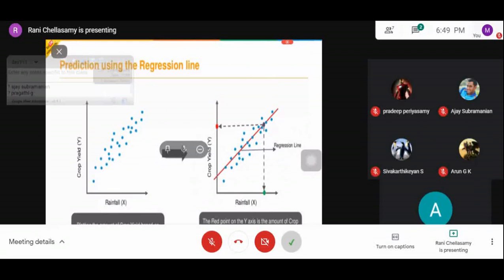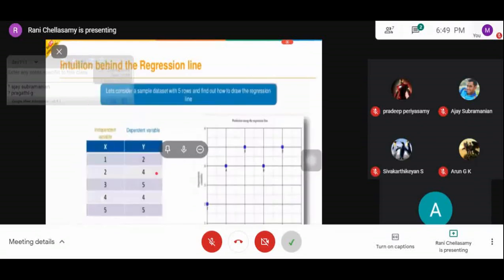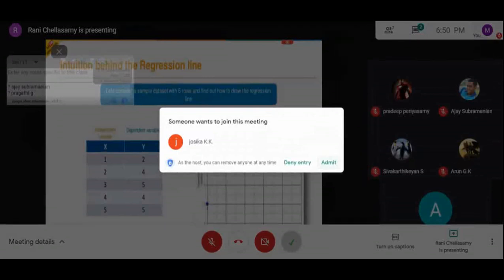Okay, so consider you are given a sample data set having 5 rows. Now the task is to draw the regression line. See here, 5 rows are there. X is the independent variable and Y is the dependent variable. So we have 5 possible rows with the values. Now plot these data points. Each x comma y value we call a data point.